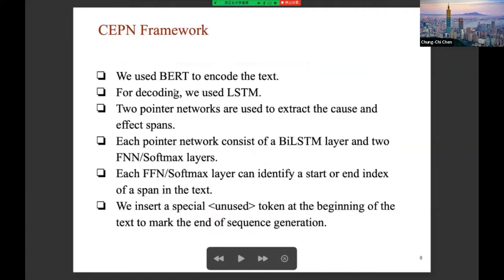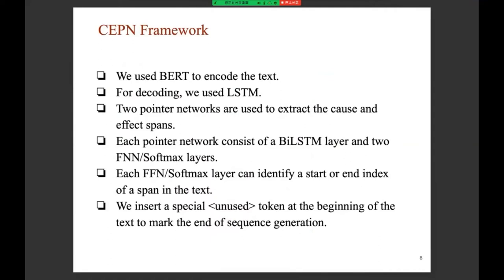For our final experiment, we use BART, and we use a special unused token at the beginning of the text to mark the end of sequence generation. Since this token is at the beginning, for the end of sequence marker, the start index for the cause span or effect span will be zero. Using that, we stop the decoding process.